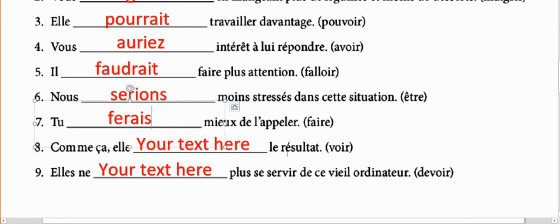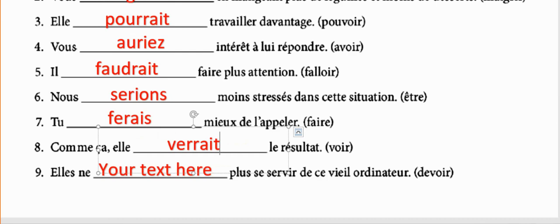Okay. Tu ferais mieux d'appeler, and then comme ça, elle. What about that one? Elle verrait. Very good. Comme ça, elle verrait le résultat. So she will see the result. And then the last one. Okay. Elle ne devrait. Very good. Good job. You guys getting this stuff, right?